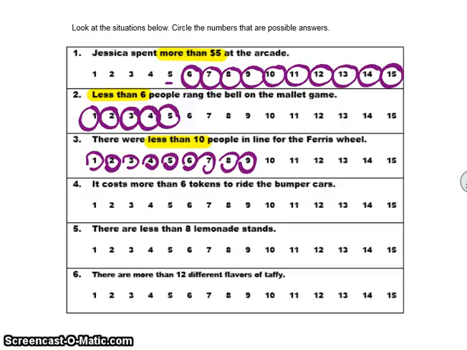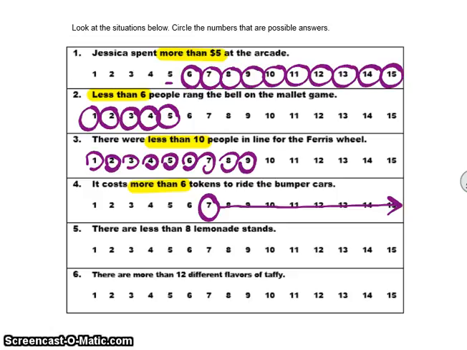Number 4, it says it cost more than 6 tokens to ride the bumper cars. So more than 6 is going to be important, but I'm going to do it a different way. So my numbers that are more than 6, the first number that's more than 6 is 7. So let's go ahead and circle that 7. And I know that all the numbers that are more than 6 are all of those bigger numbers than 6. So if you'll go ahead and make yours look like mine.